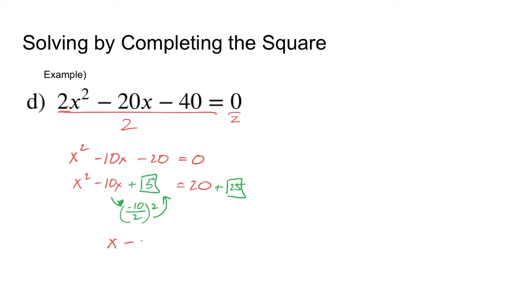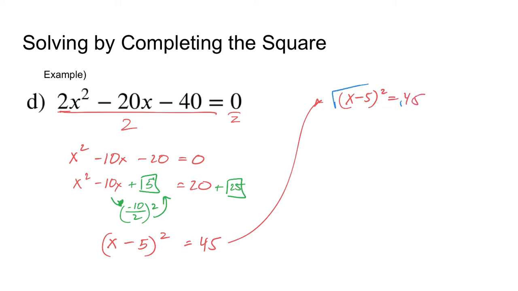So that gives me x minus 5 squared equals 45. I have that quantity squared. I'm going to go up here again. x minus 5 squared equals 45. I'll take the square root of both sides. I'll get x minus 5 equals plus or minus the square root of 45.